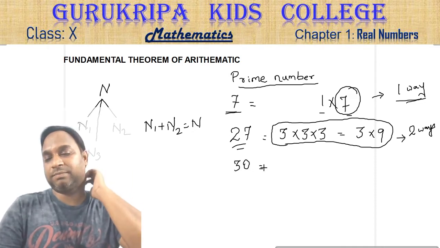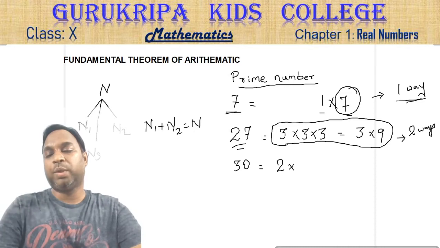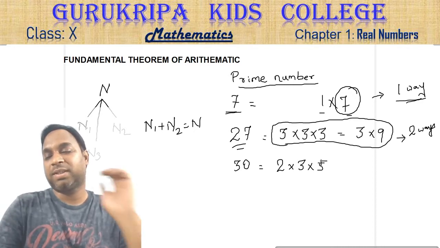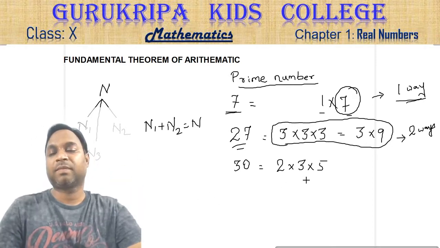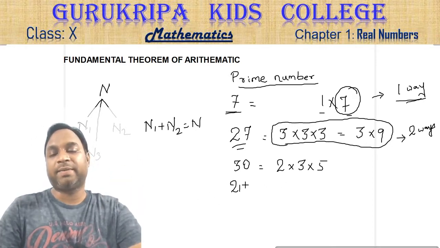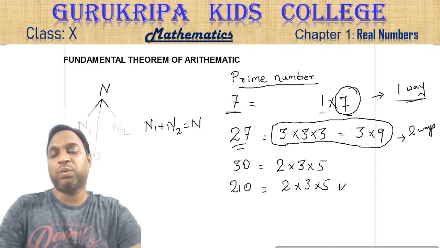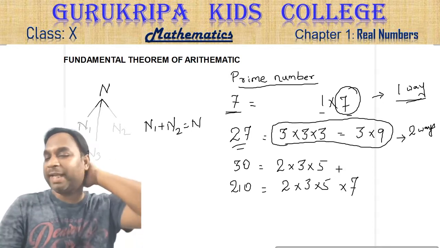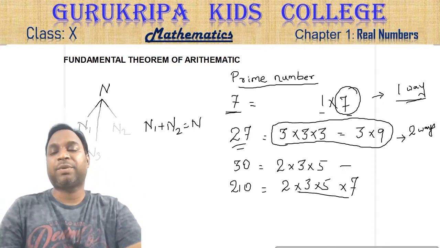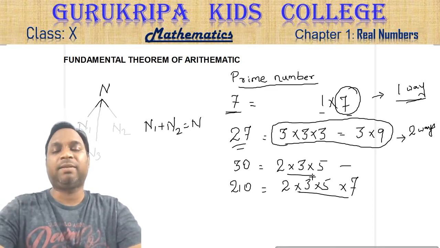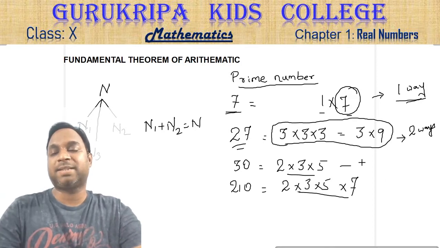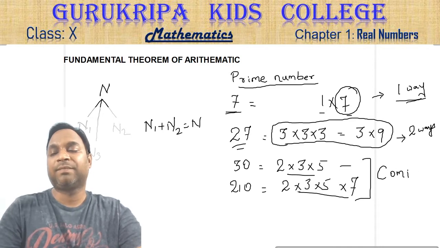Let's take 30. 2 into 3 into 5. This is what 30 can be written as, right? If you take 210, what can you write it as? 2 into 3 into 5 into 7. You can express these numbers as a product of other numbers. 30, 210 or any number. You can express the number as a product of other numbers. Such a number is called a composite number.